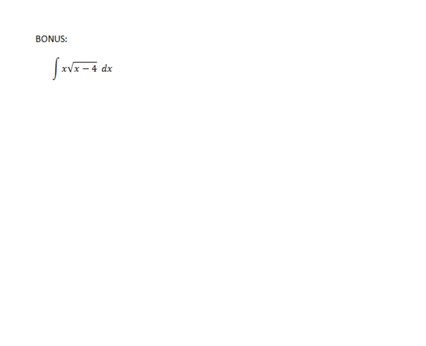All right, and a little sneak peek at your bonus, which I'm sure you don't mind. So, in this one, you would set u equal to the inside, x minus 4. That makes du equal to dx, which is just nice and easy. So, when I would simplify this, it would be x times the square root of u, and I just have du because dx equals du.